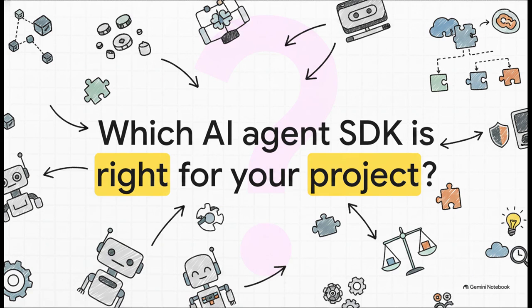Let's just dive right into the core dilemma here. With so many frameworks out there, how do you actually know which one is right for your project? Well, here's the secret. Choosing a framework isn't about finding the one with the longest feature list. It's about finding the exact fit for your specific context. There is no universally best AI agent SDK. The right choice completely depends on your organization's unique situation.